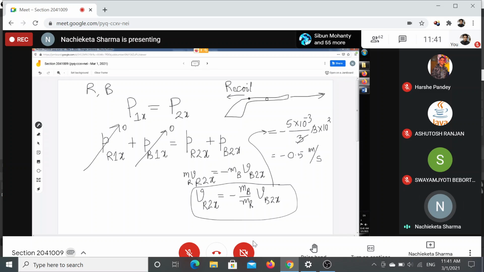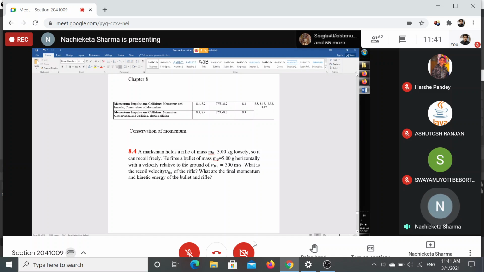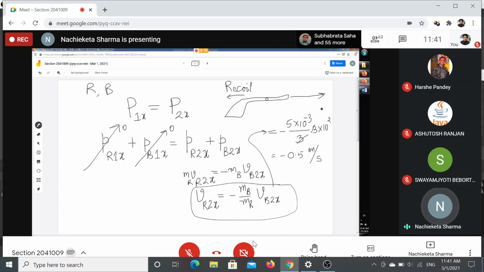So normally they don't hold the gun very tightly to their shoulder. That is what the problem is also telling you: a marksman holds a rifle of mass 3 kg loosely. Okay, so I think you see how powerful this conservation of momentum technique is.